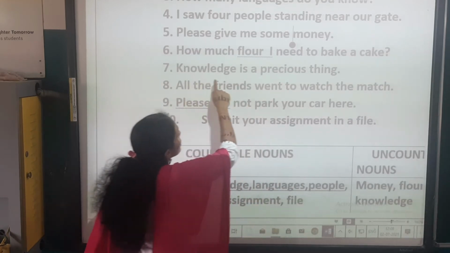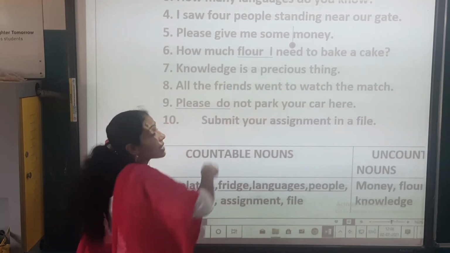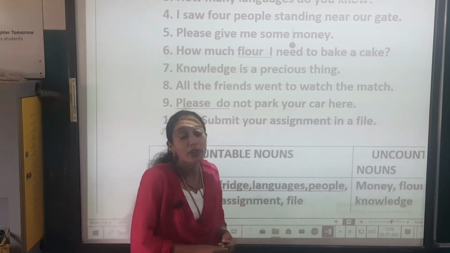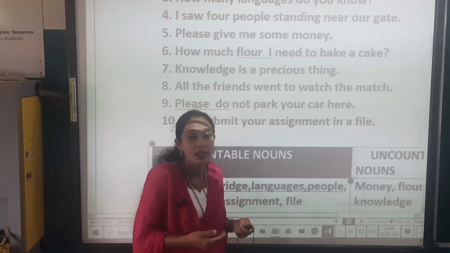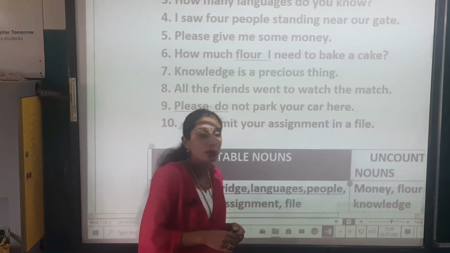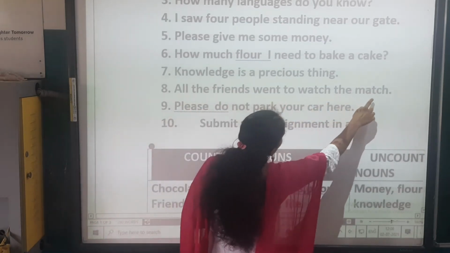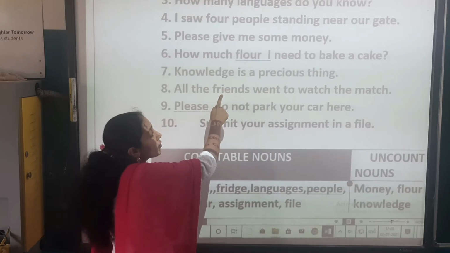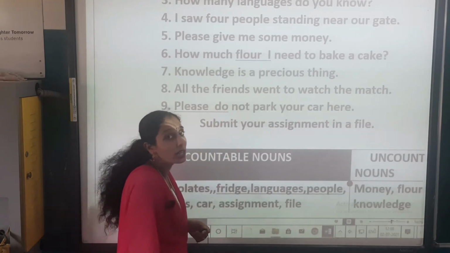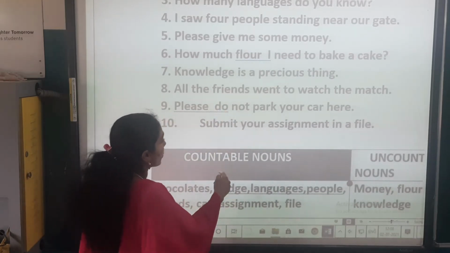Next one. Knowledge is a precious thing. Knowledge is an abstract noun, children. So abstract, we cannot count knowledge, isn't it? So it comes under uncountable noun. Next one. All the friends went to watch the match. So the word friends comes under countable noun.